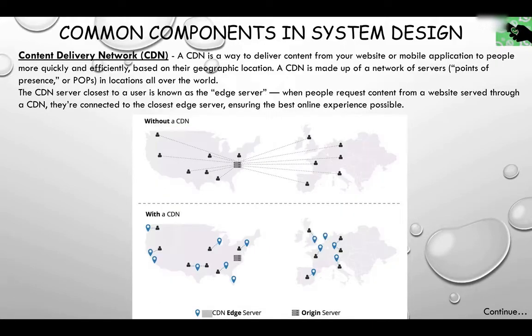The next one is the content delivery system. Let's say you have a website that has some static content, for example, some JavaScript files, some HTML files, CSS files, things like that.